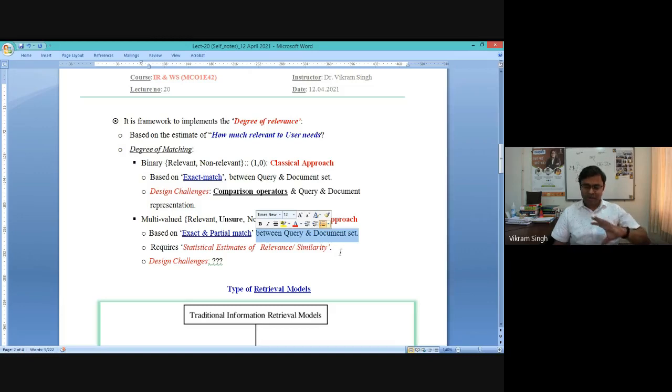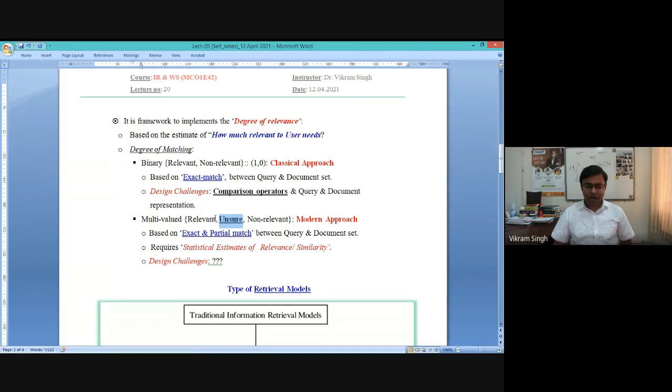So you must have heard about the different retrieval models, like vector space, language-based, knowledge-based, semantic-based, all those things. All these remaining types of retrieval models are based on this philosophy, that they are capturing this third dimension, which is the unsure, uncertain part of it.